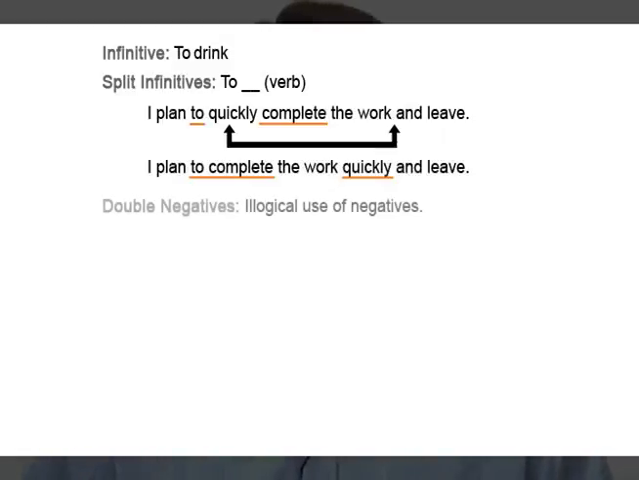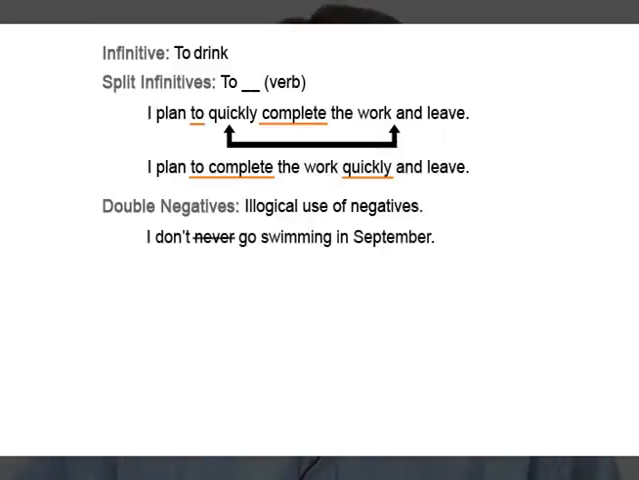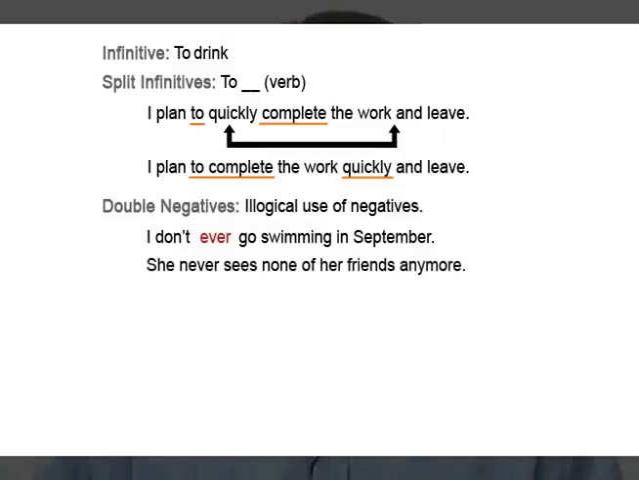Double negatives. We know that no doesn't work, but there are other double negatives that can come up that aren't quite as clear. Take a look at your materials. I don't never go swimming in September. Sounds a little awkward, but it can come up that way. But take a look at the next one. She never sees none of her friends anymore.